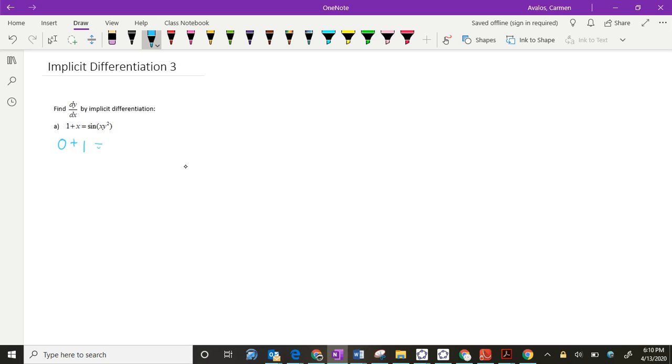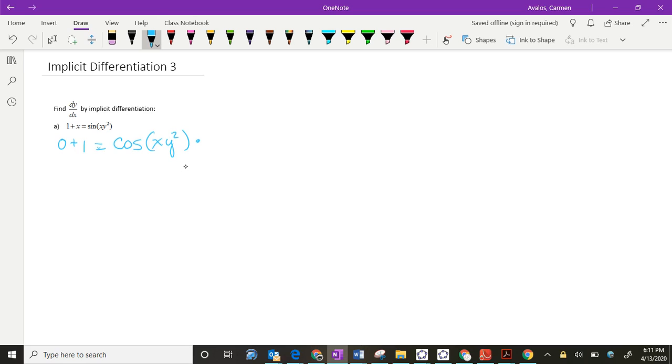So the way that you take this derivative here is we're going to take the derivative of the outside, which is the sine. So we're going to do cosine. And then we're going to leave the inside alone. So we leave the x times y squared alone. And now we're going to chain on the derivative of the inside. So we're going to chain on here.